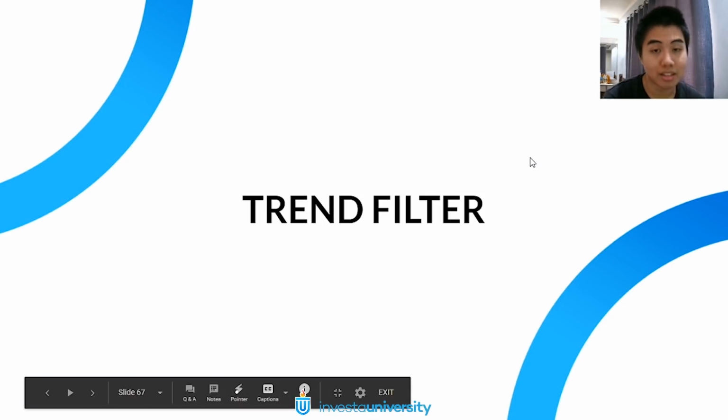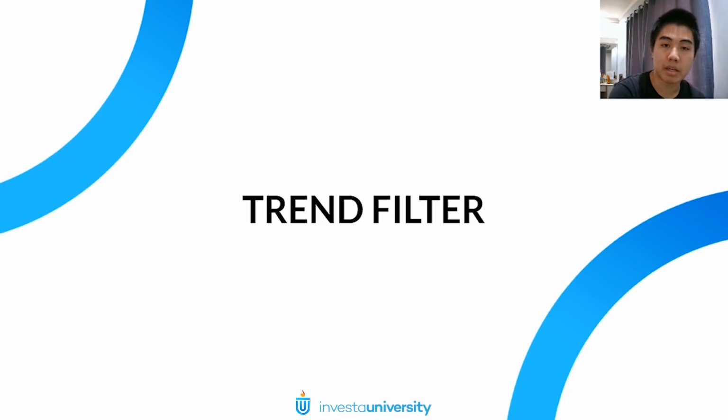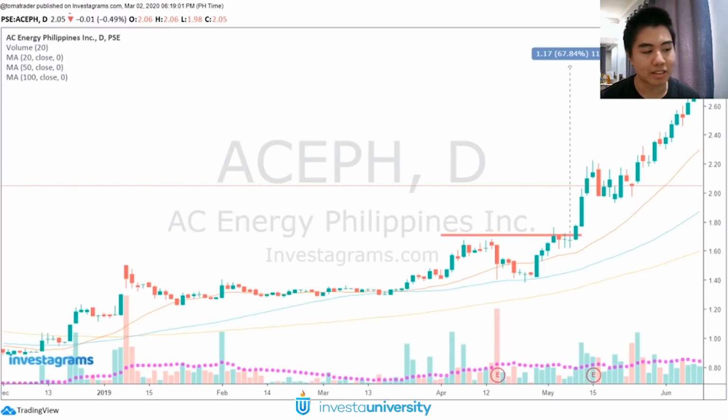And lastly, so that's how we can use it. We can also use it as dynamic support and resistance levels. Lastly, we can also use it as trend filters. So when I say trend filters kasi, when people ask, how do you know if it's in an uptrend? Ganyan, how do you know pag downtrend? We can use moving averages. And sa screener natin, usually, we use mga moving averages.